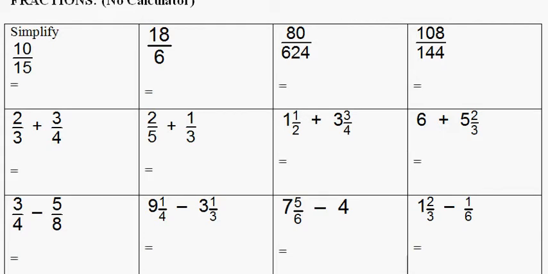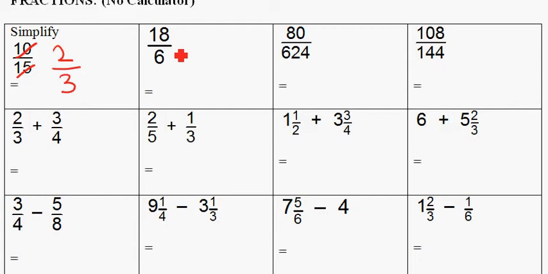Okay, we're working on page 19 of the booklet, simplifying fractions. We begin by looking for the highest common factor of 10 and 15. That means the biggest number that will divide evenly into both. I think it's fairly obvious it's going to be 5. 5's into 10 go 2. 5's into 15 go 3, and we're left with 2/3.